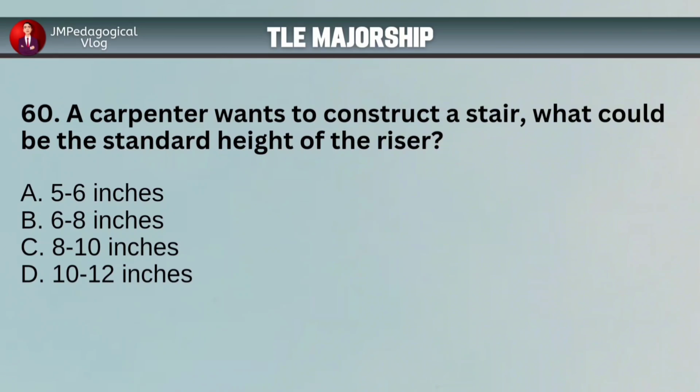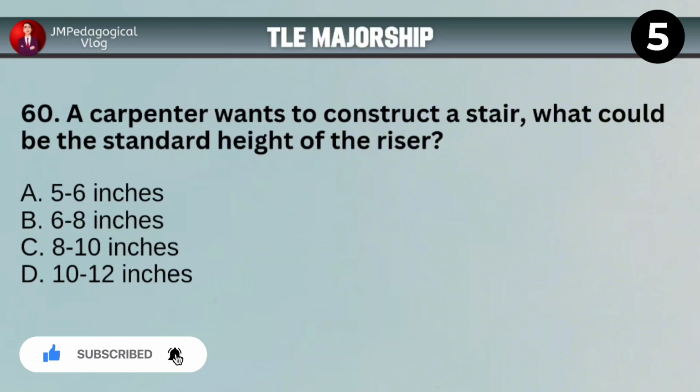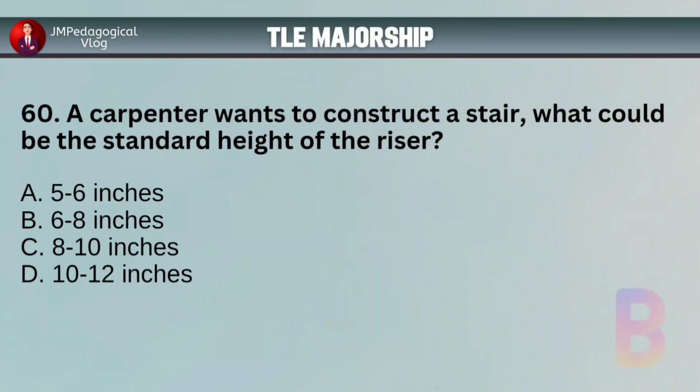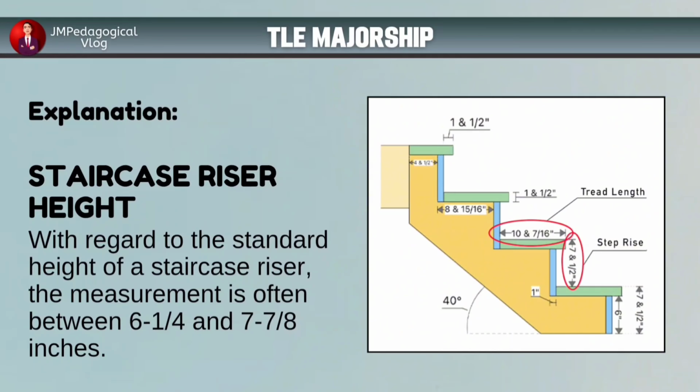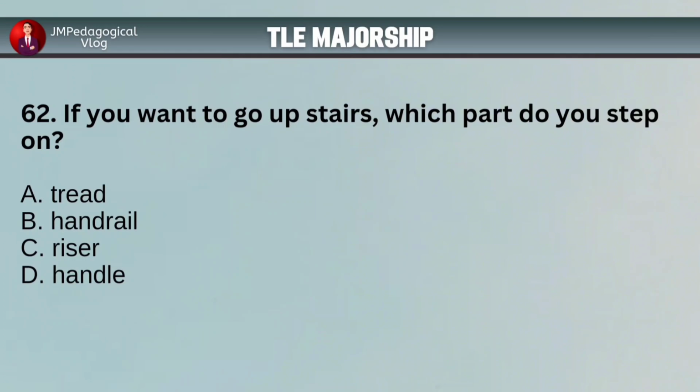60. A carpenter wants to construct a stair. What could be the standard height of the riser? A. 5 to 6 inches. B. 6 to 8 inches. C. 8 to 10 inches. D. 10 to 12 inches. B. 6 to 8 inches. Explanation. With regard to the standard height of a staircase riser, the measurement is often between 6 1/4 and 7 7/8 inches.